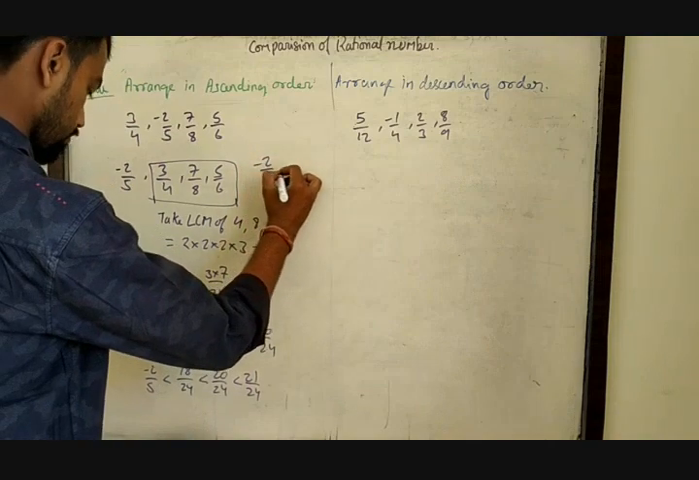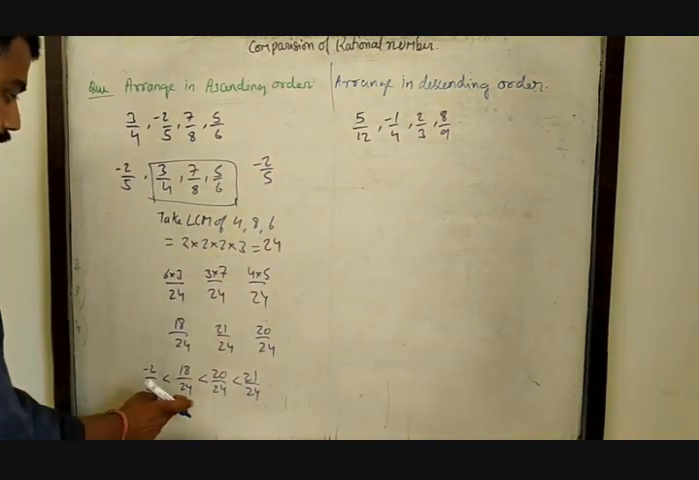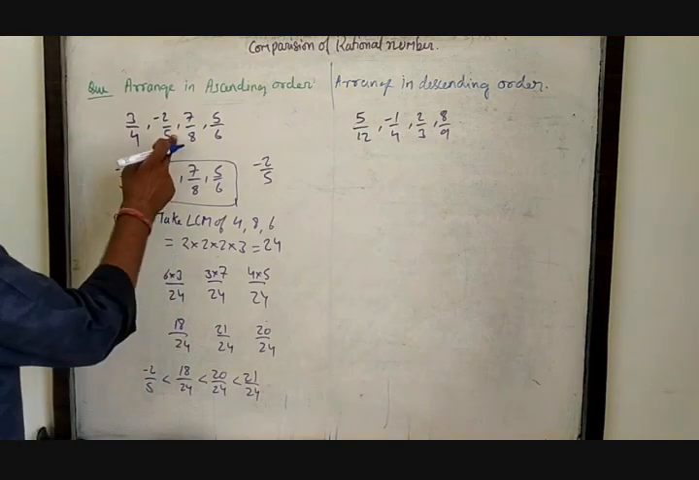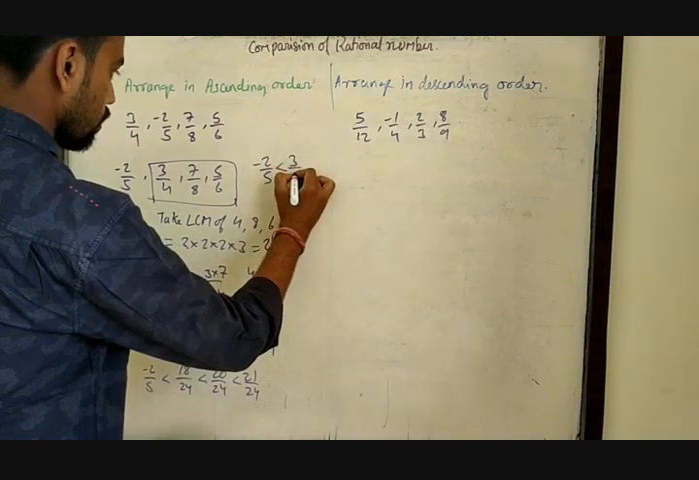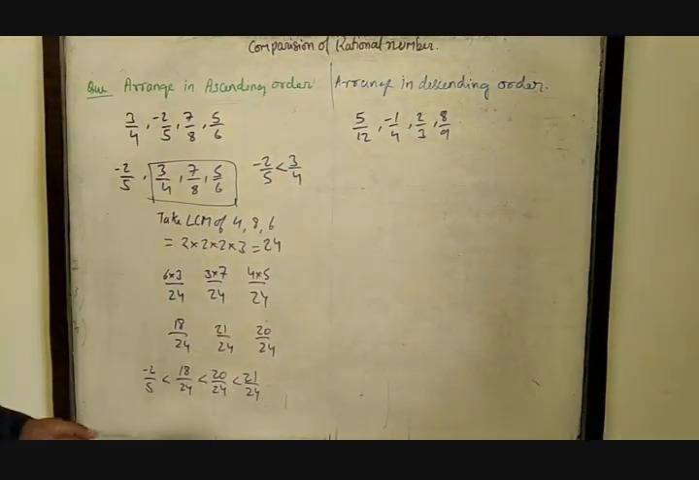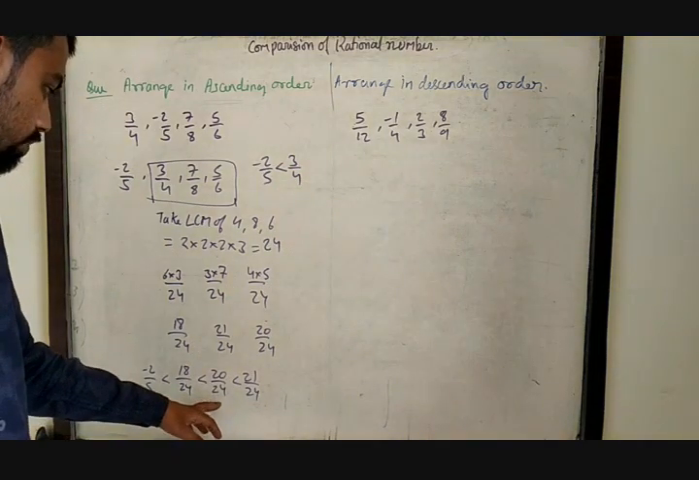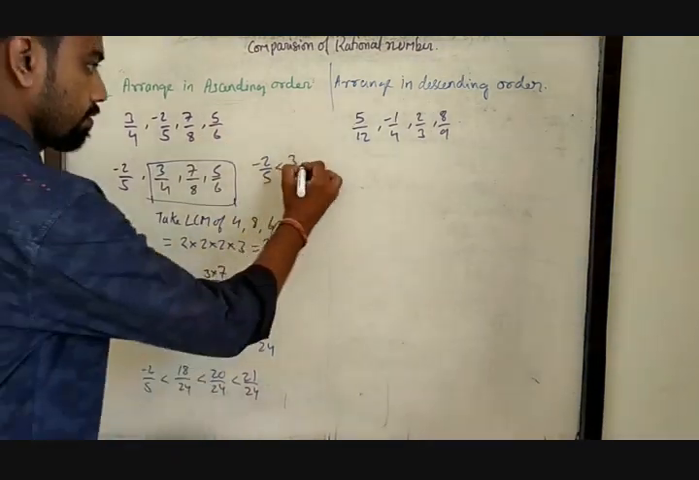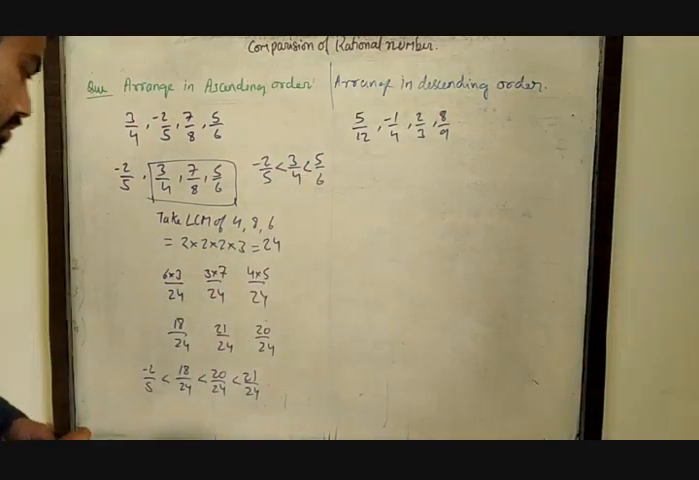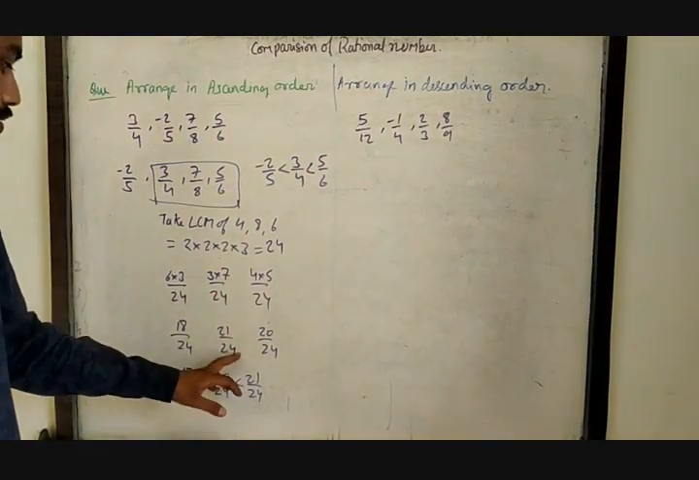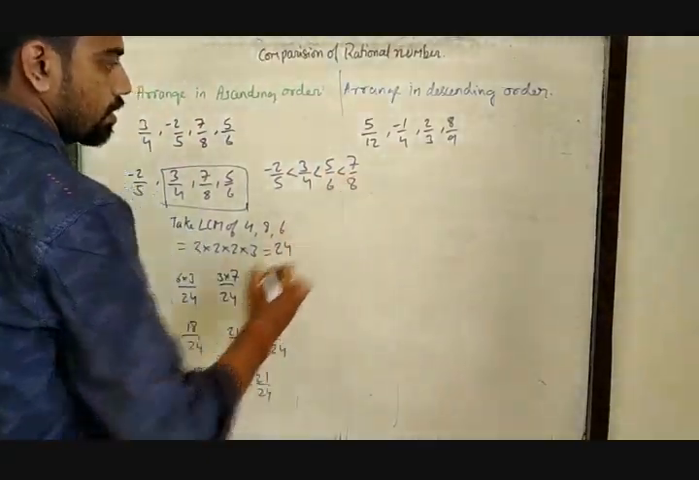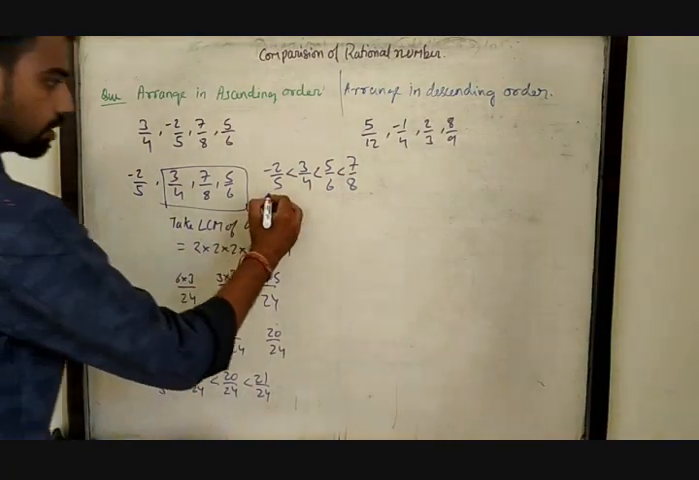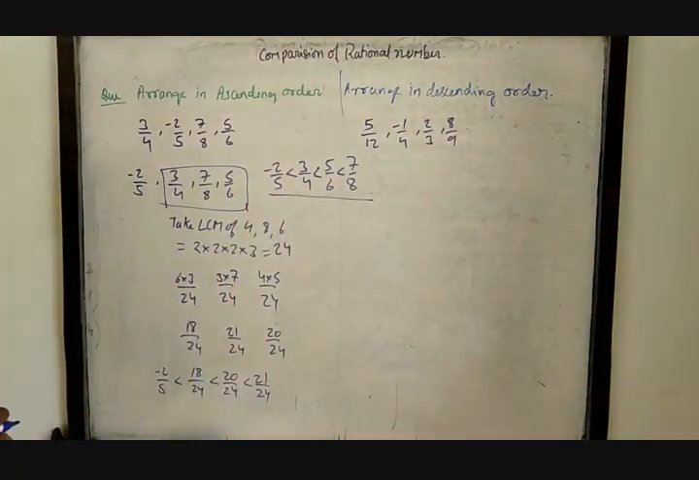Minus 2 by 5. Now 18 by 24 is the replacement of which number? 3 by 4. So it will be less than 3 by 4. After that 20 by 24 is the replacement of 5 by 6. 21 by 24 is the replacement of 7 by 8. So this will be the answer. This is how we are going to proceed. This is the answer for arrange in ascending order.